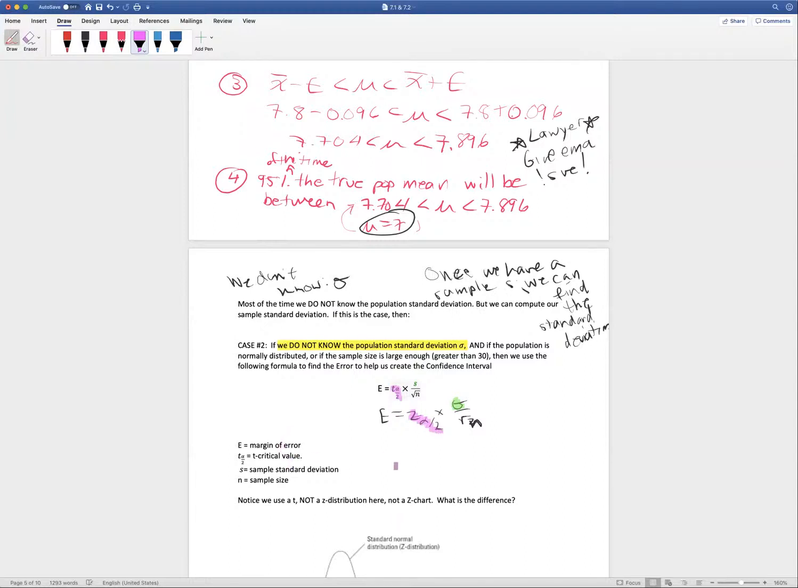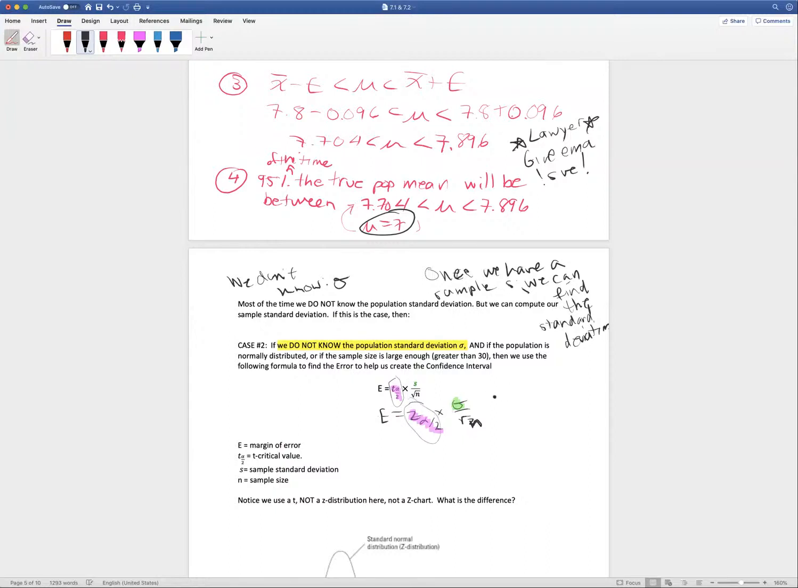I want to make sure that you understand that the n's are the same, so n is still the sample size. But I want to make sure that you understand the difference between these two. You know the difference between s and sigma. You need to know the difference also between t alpha over 2 and z alpha over 2.